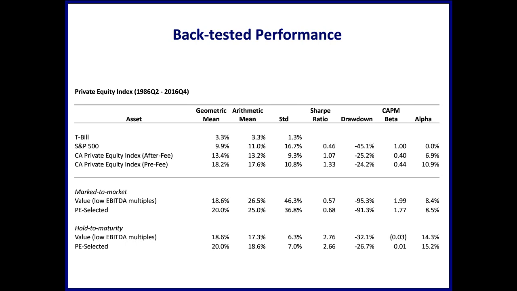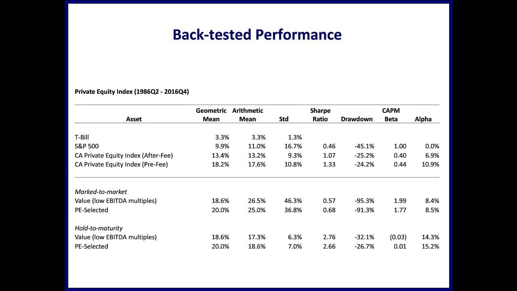The standard deviation is 37%, whereas the actual reported returns are only 10. The drawdown is minus 91%. CAPM beta is 1.8.